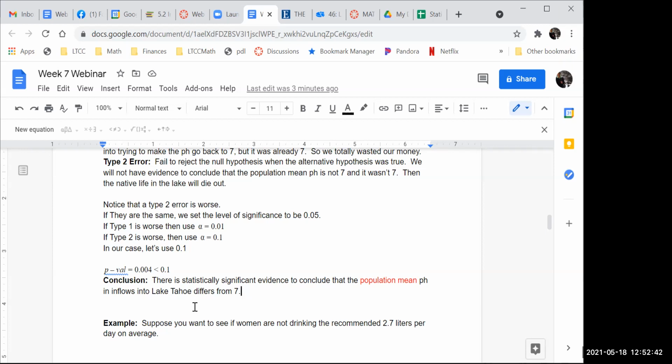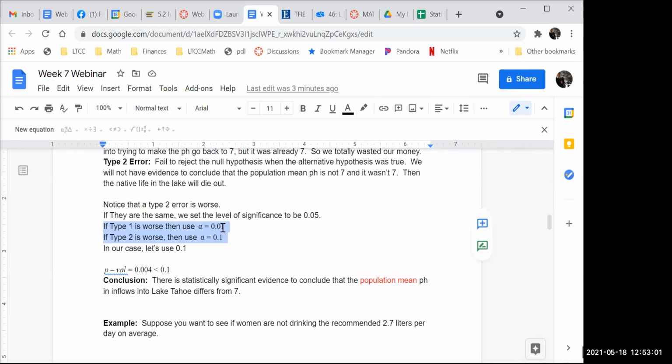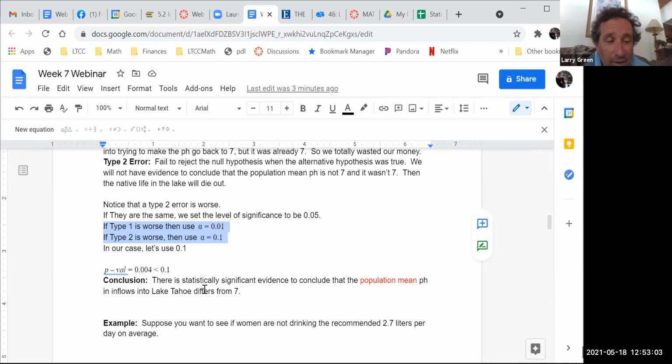So if in this example, we decided that type 1 was worse, does that change the alpha value? Yeah, right here. Oh, it does. No, I meant if Type 1 was worse, we'd use alpha as 0.01. Okay, now in this particular case, either way you would have rejected, and you would have said there's statistically significant evidence, because had I changed this 0.1 to 0.01, 0.004 is still small enough. Do you see that? Yes.